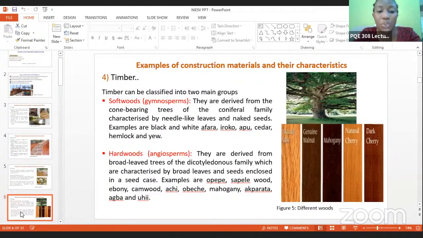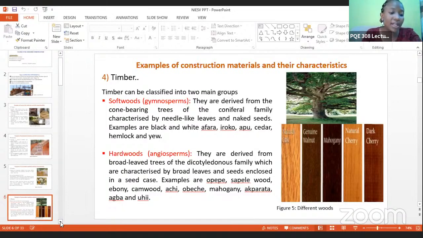So examples of softwoods, we have Afara. These are the names that we are familiar with, because I said this class is something we all know. So it's just to refresh our memory. So we have Afara, Iroko, Apple, Cedar, and all that. And for the hardwoods, we have Opepe, Sapele, Ebony, Camwood, Achi, Obeche, Mahogany, and all that. So that is that about timber.